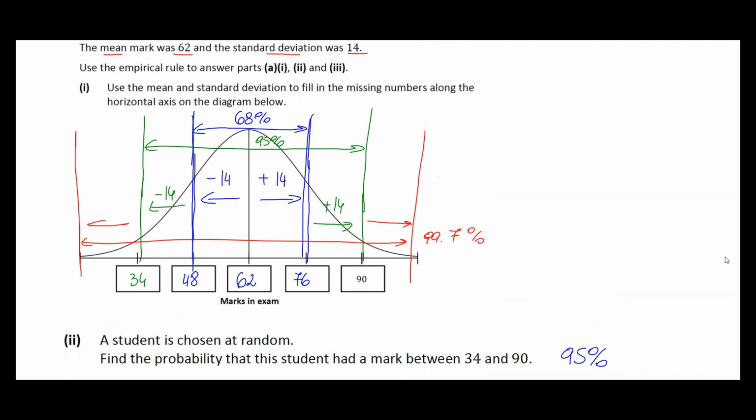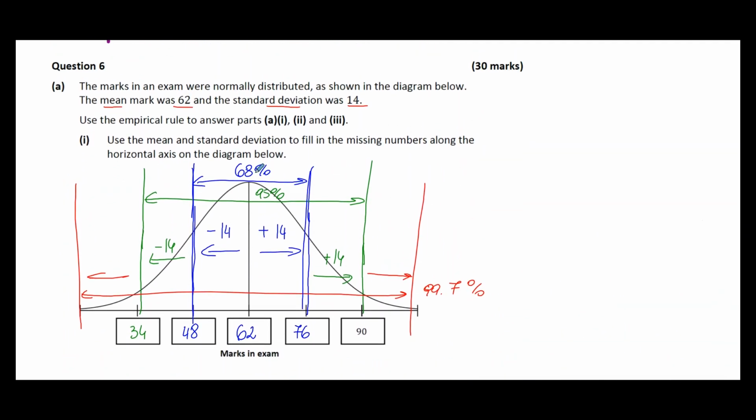So with the empirical rule, the difficulty here is that we need to remember those percentages as we move by standard deviation in all directions.